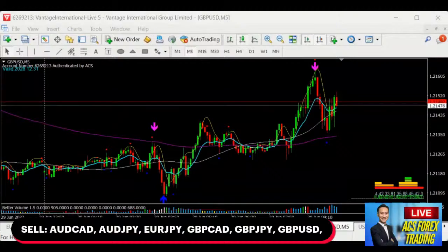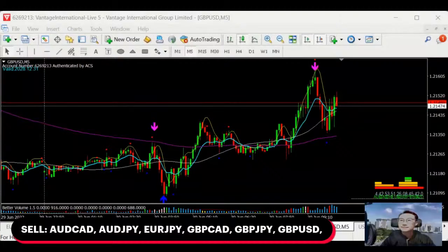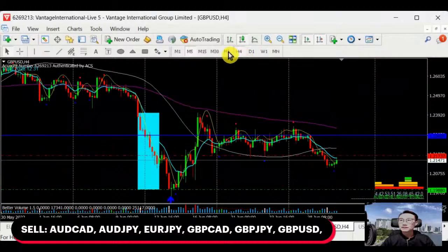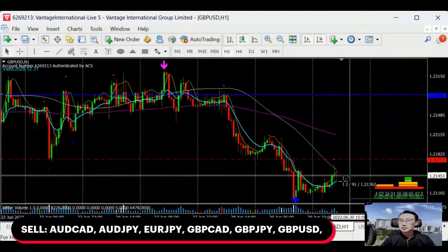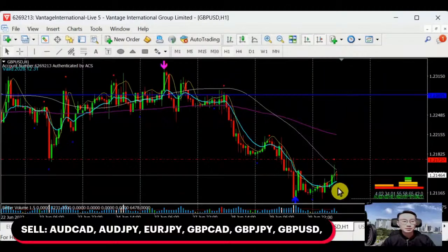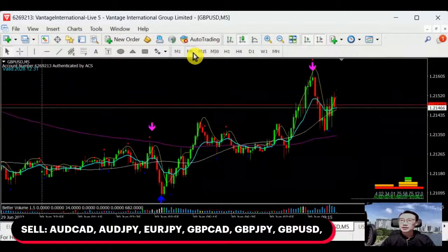Now is the London hour, which has already opened. So pound dollar, we're looking out for selling. But for pound dollar, looking out for selling tentatively, it's not going to be long term. It's going to be a short term scalping, so just take note. I think pound dollar we have about 10 to 15 pips. So it's almost there.